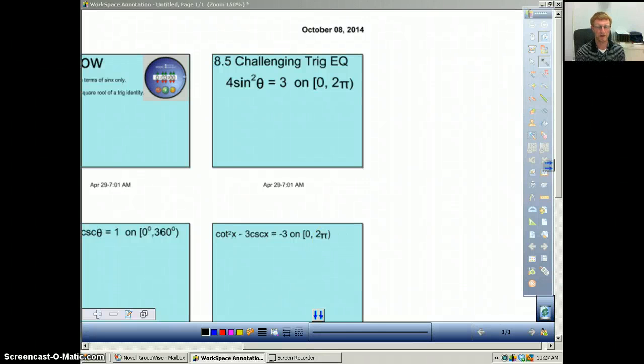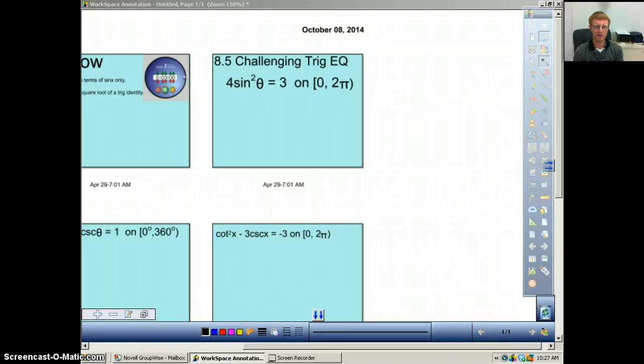All right, so this is 8.5. This is more challenging trig equations, and I know that a lot of this material has been pretty difficult leading up until now. This is going to be higher level trig equations, and I know that some of us have struggled up until now, but bear with this.